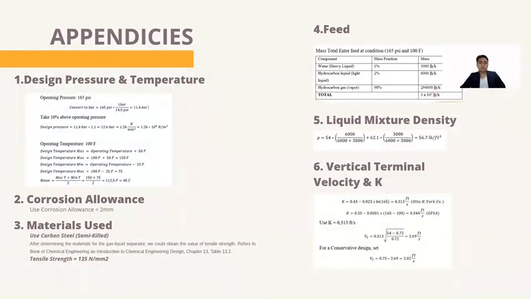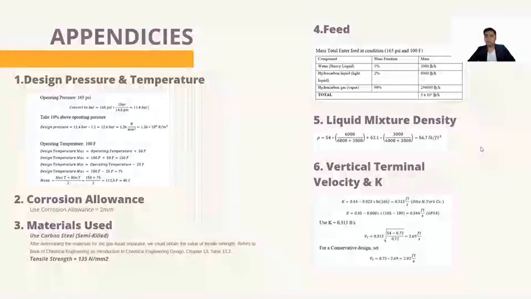Then we use carbon steel for the material, and we determine the tensile strength based on the book. The feed rate is 3 times 10 to the power 5 pounds per hour. The components contain water as heavy liquid, hydrocarbon liquid as light liquid, and hydrocarbon gas as vapor. Then we determine the liquid mixture density. We get 56.7 pounds per cubic feet.